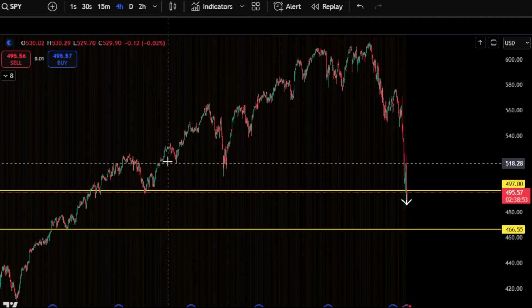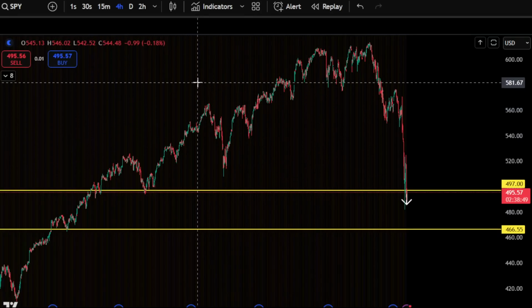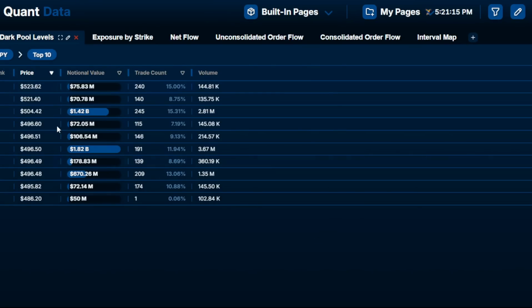Another way you can mark levels, guys, is using a broker. Sorry, that was my phone if you heard that. So for example, if you want to use Quant Data, you want to mark the dark pool levels here. Below 496.5, it's a lot of downside, right? You're pretty liquid to the downside, so we can be heading towards about 486.2 as long as we stay below 496.5.